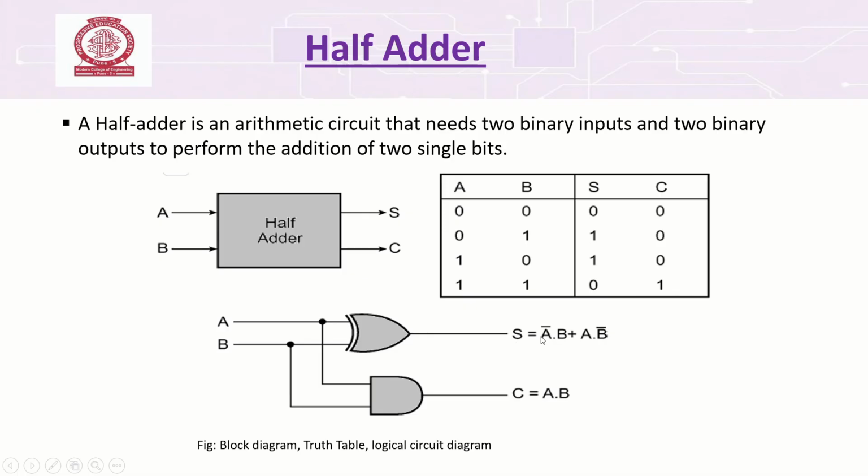Our sum equation is A bar B plus A B bar, which is nothing but A XOR B. So no need of drawing A bar, that is giving a NOT gate over here, then multiplying it with B bar, then you will draw an AND gate, then you will give it to an OR gate, that is addition is OR gate, multiplication is AND gate.